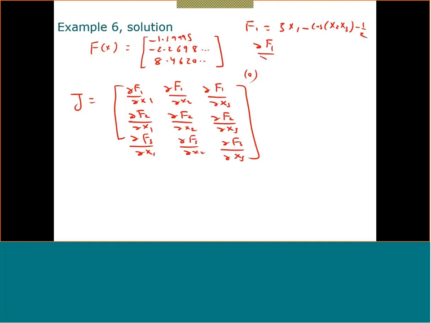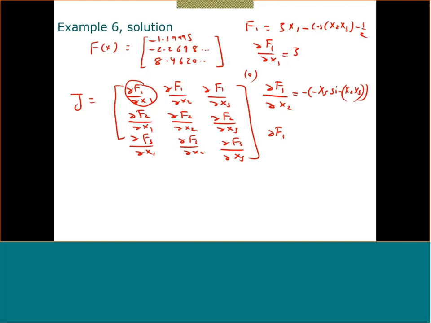So I take f1 with respect to x1, which is this item. This is equal to 3. This is equal to 0. Partial derivative of f1 with respect to x2. Okay. So the derivative of this becomes minus x3 sine of x2 x3. So this becomes equal to positive x3 times sine of x2 x3.